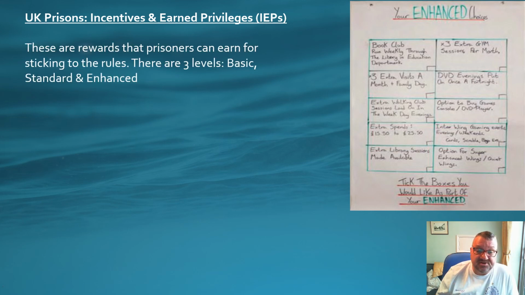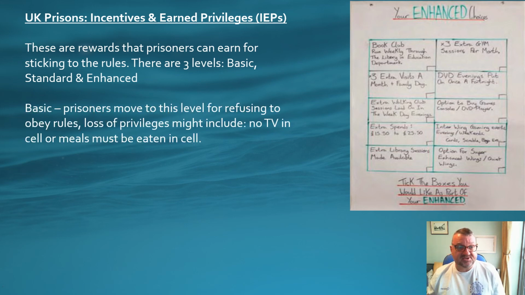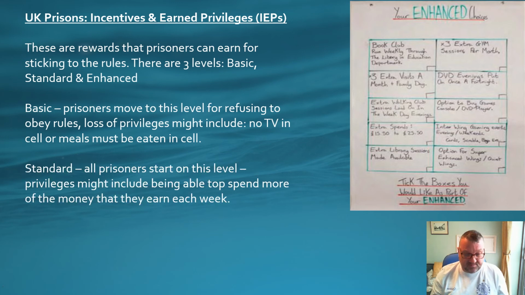So these are awards that prisoners can earn for sticking to the rules, and in our system you have 3 levels of prisoner: basic, standard and enhanced. Everyone starts originally on standard, so all prisoners start their prison sentence on standard. If they misbehave, they can be moved down to basic, and if they're on basic level, they're there for refusing to obey rules. So that would mean a loss of privilege. So that could be no TV in the cell, or meals have to be eaten in the cell. You can't associate with other people.